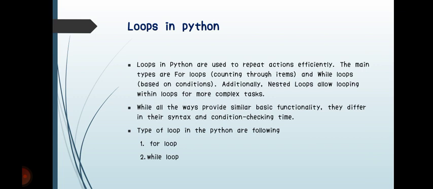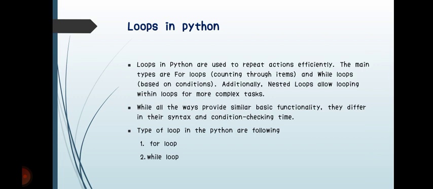So basically, loops are used to avoid writing the same task again and again, and it will repeat the task until it meets a certain condition. The purposes of loops are repetitive task execution, flow control of the program, efficiency and code readability. In Python, the main types of loops are the for loop and the while loop. Additionally, there is a nested loop, which allows looping within a loop for complex tasks.